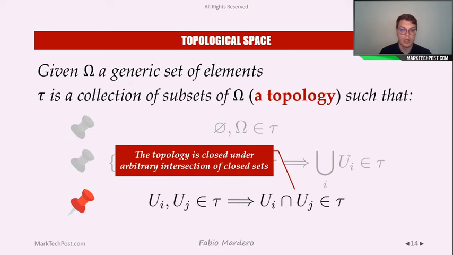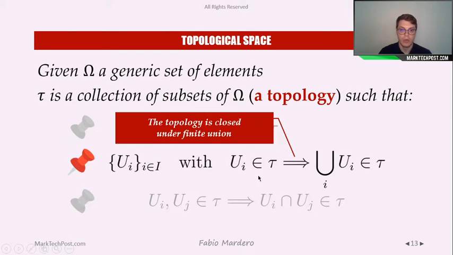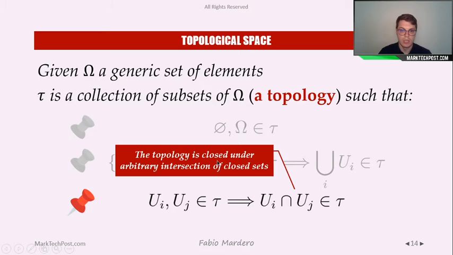We say that it's closed because if we take the elements and we apply the property, here we have that it's closed under finite union. In fact, here we apply the union. Here we say that it's closed under intersection. Closed because, taking the elements and applying this property, the result also stays in the topology.